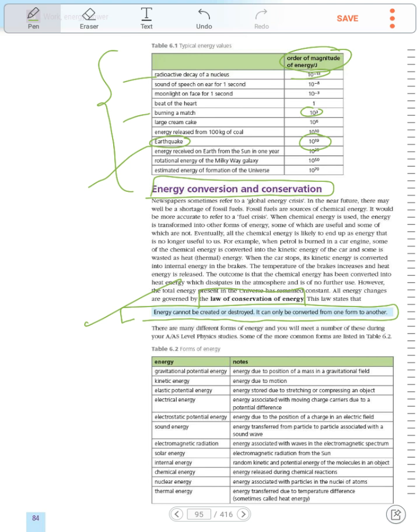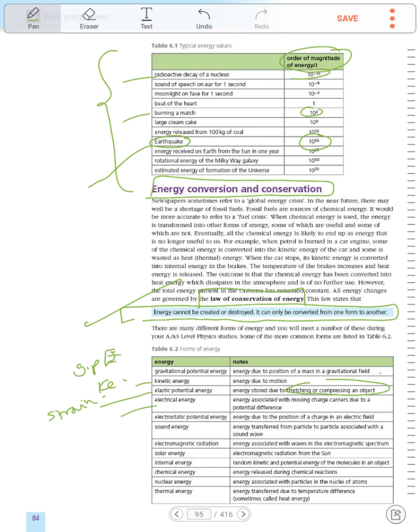What types of energy do we have? We have gravitational potential energy, which is the energy depending on the height in a gravitational field. Kinetic energy, which is the energy due to the motion of the object. Elastic potential energy, or strain energy, which is the energy stored in stretching or compressing an object.